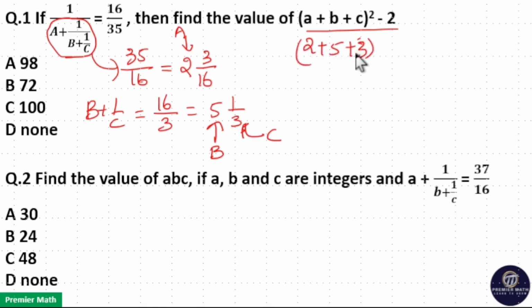So 2 plus 5, 7, 7 plus 3, 10. 10 squared minus 2 is equal to 98. Option A is your answer.